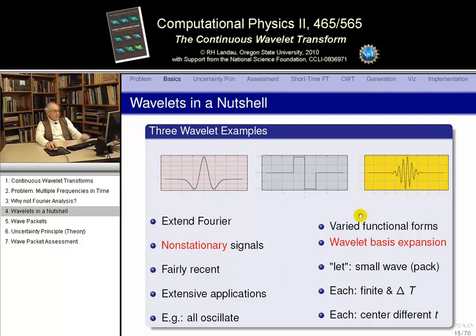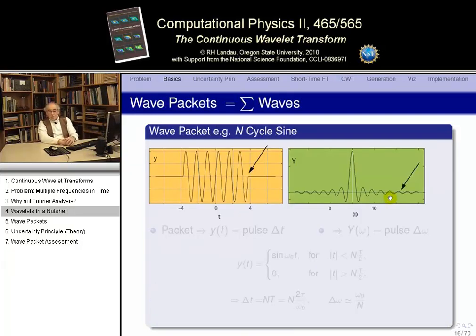What else we see in common for each of these wavelets is that they all have a finite period over which they exist in time. That's where we get the time resolution from. And as we'll see, each can be centered at a different time. This is at 0. These are all centered at 0. We'll move them around. Okay, that's not a restriction. So let's talk about wave packets in general before we get on to wavelets in analysis.